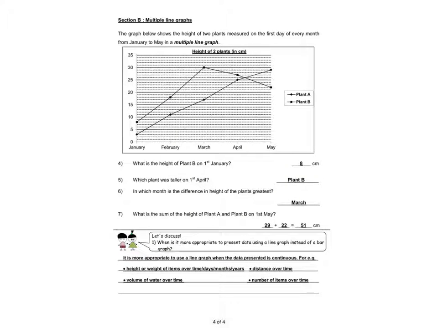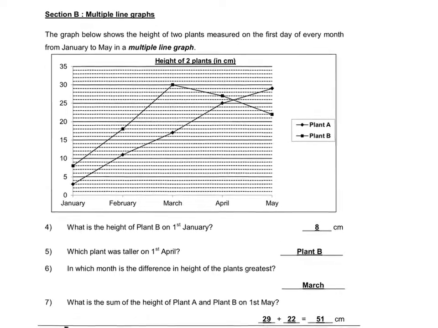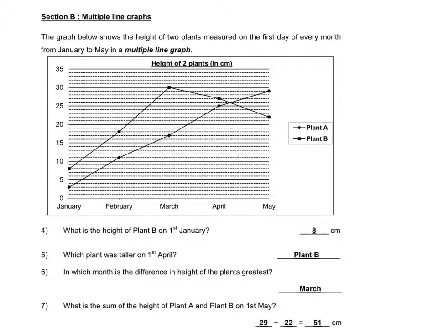We'll go on to this multiple line graph. Just now, the single line graph talked about one plant. The multiple line graph can be used to represent two plants, so we can compare the growth of these two different plants. At the same time, you can tell for each individual. First of all, when you look at this, remember to note down which is A and which is B.